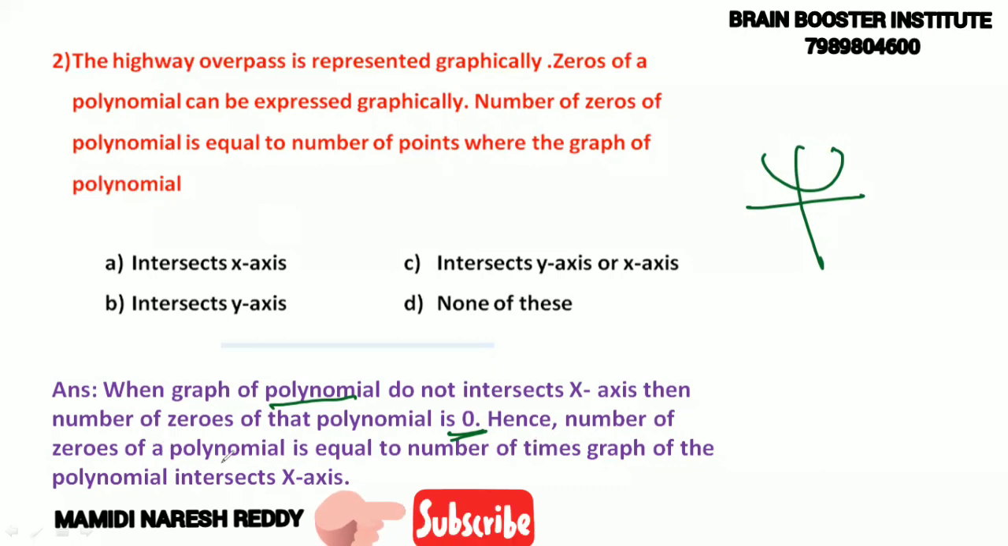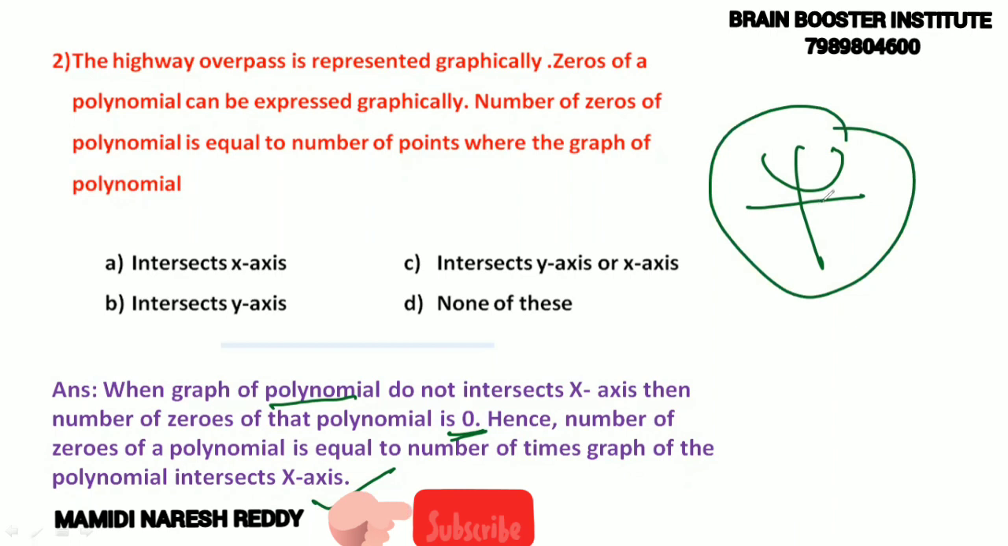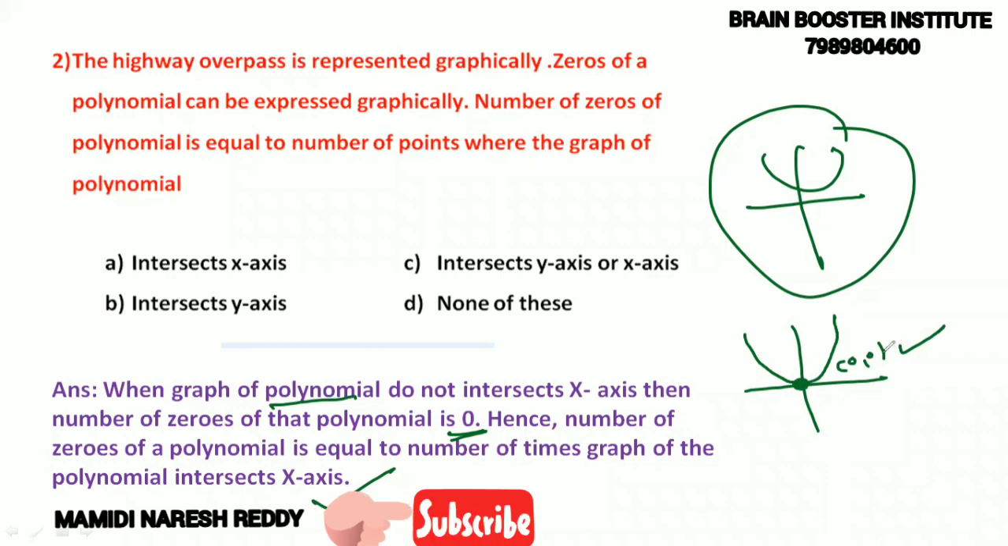So hence the number of zeros of your polynomial is equal to the number of times the graph of the polynomial intersects the x-axis. It depends upon whether the curve is intersecting the x-axis or not. If it doesn't intersect, it doesn't have any zeros, children. In this particular example, this polynomial may not have any zeros. For example, if you take one more example, this curve is intersecting at 0, 0, so 0, 0 would be the zero of the particular polynomial.